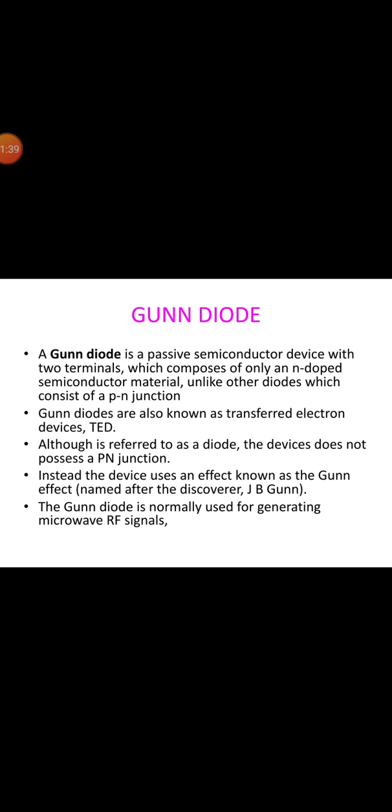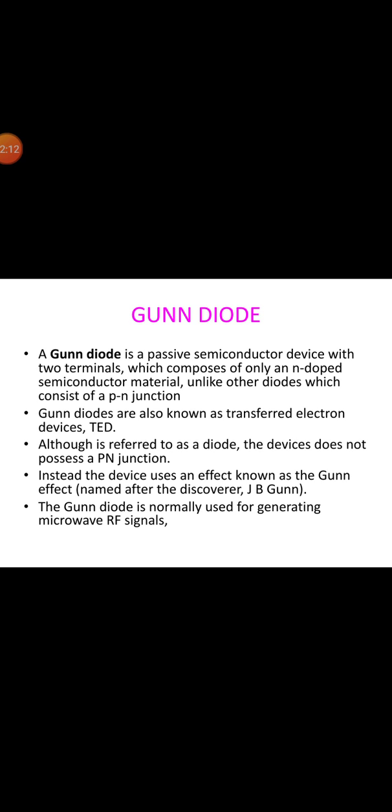So, a Gunn diode is a passive semiconductor device with two terminals, which is composed of only n-doped semiconductor material, unlike other diodes which consist of a p-n junction. Gunn diodes are also known as transferred electron devices. Although it is referred to as a diode, the device doesn't possess any p-n junction. Instead, the device uses the effect known as the Gunn effect, named after the discoverer J.B. Gunn, and the Gunn diode is normally used for generating microwave RF signals.